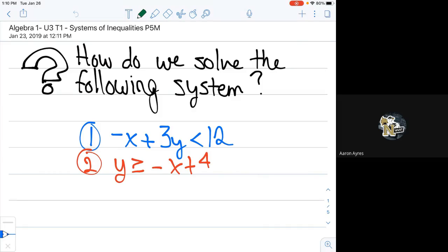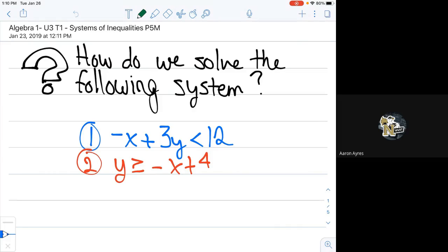So I got negative x plus 3 times x minus 4, which should give us negative x plus 3x minus 12 is less than 12. And then it would be 2x minus 12 is less than 12. And then you add 12 to both sides, which would be 2x less than 24. Then you just divide 2x and 24 by 2 and you get x less than 12.